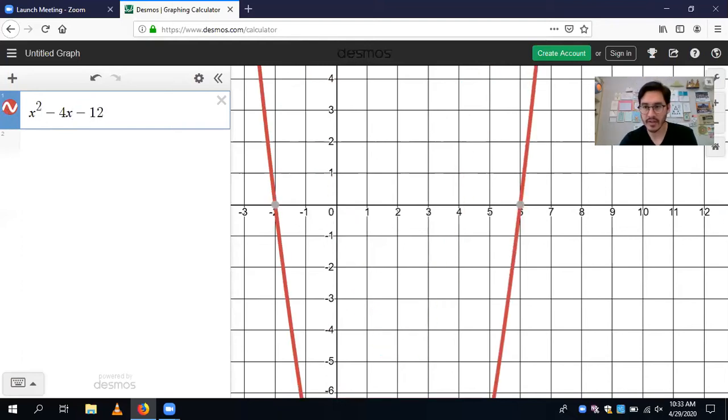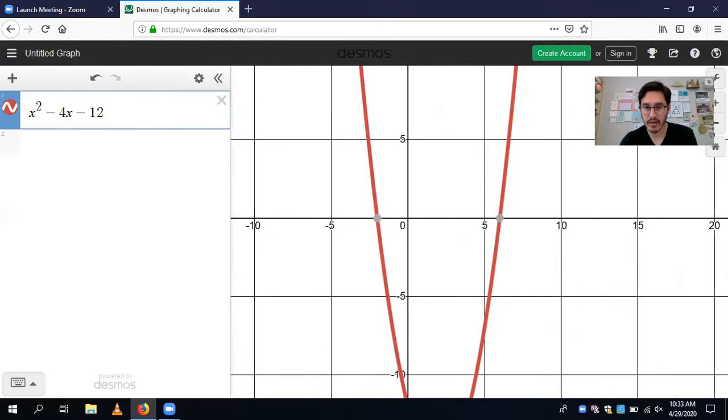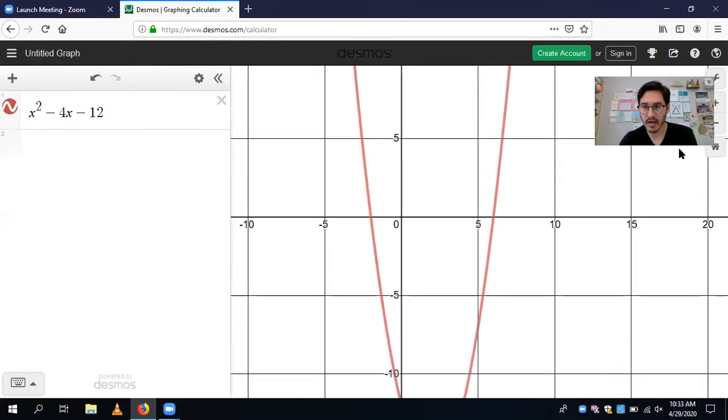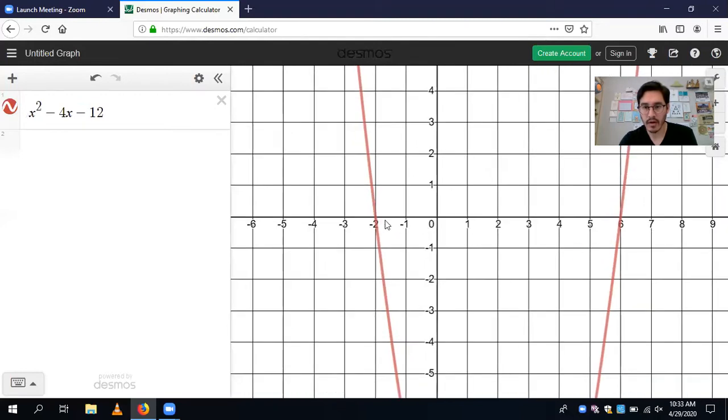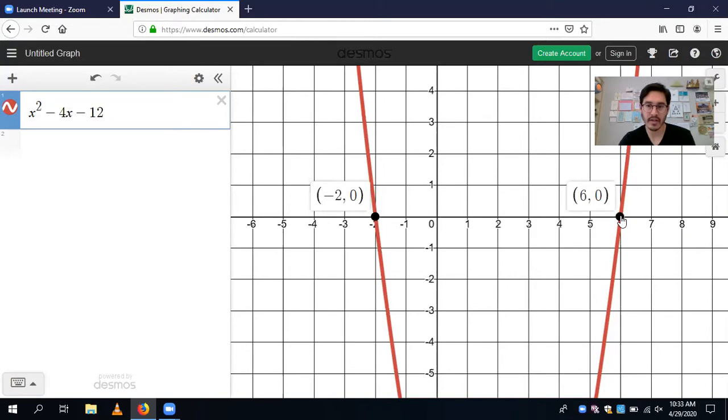You can see there the shape of the parabola. Its vertex is down there. But what we're going to zoom in and focus on are the locations where it hits the x-axis. So it hits there at -2, and it hits over there at +6. Those were, in fact, the solutions that we found.